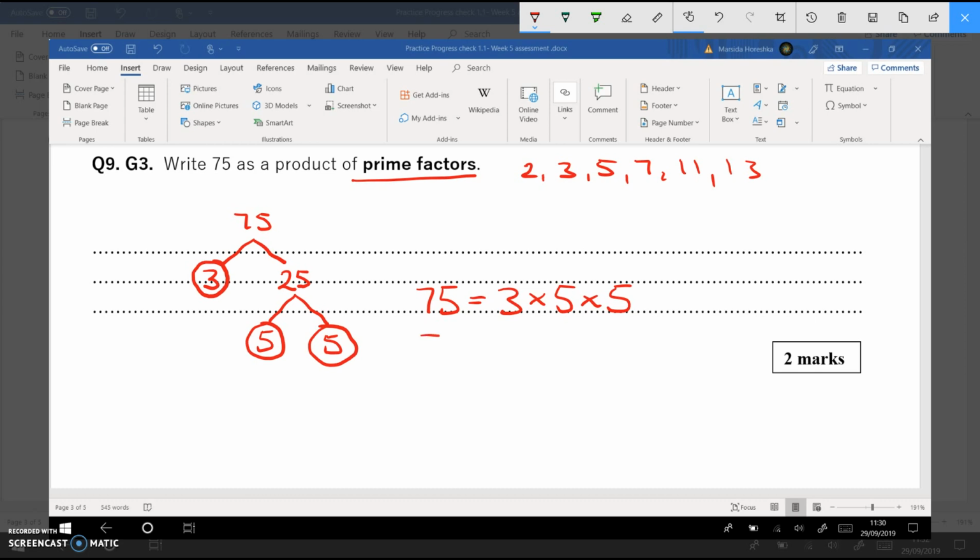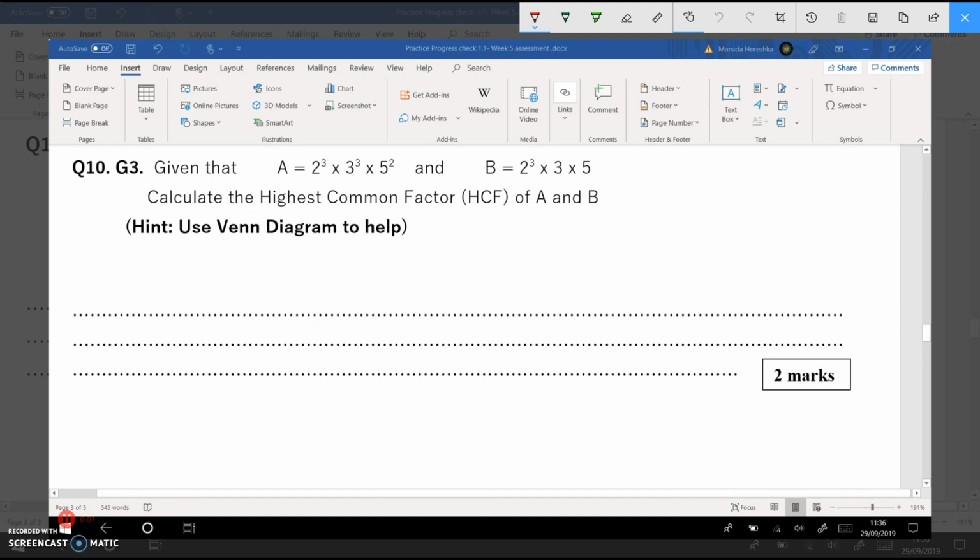An extension of this is to write 75 as equal to 3 times 5 squared, because we've got 2 5s. And this is called the index form. Question number 10. Given that A, which is a number, but we're not given it, equals 2 cubed times 3 cubed times 5 squared, and B, another number, is equal to 2 cubed times 3 times 5, calculate the highest common factor of A and B, the two numbers. There is a hint: use a Venn diagram to help.